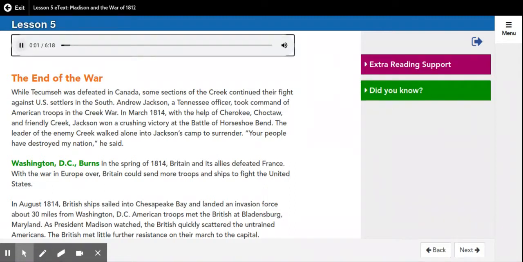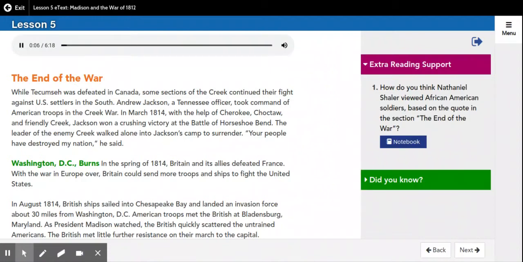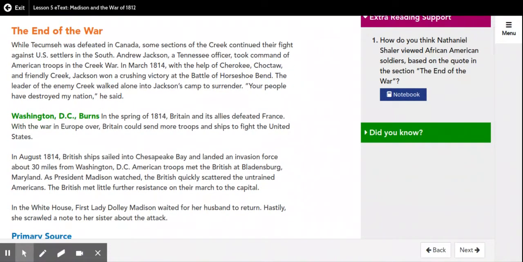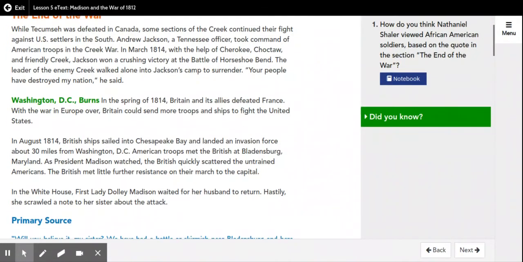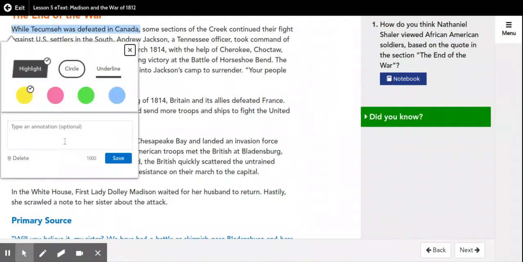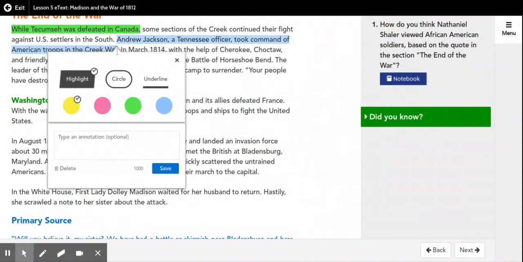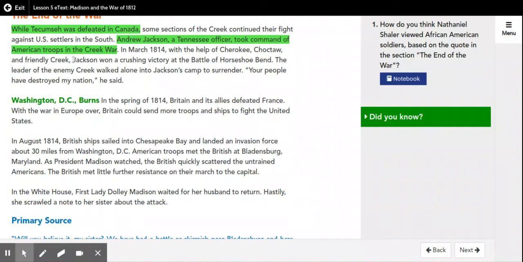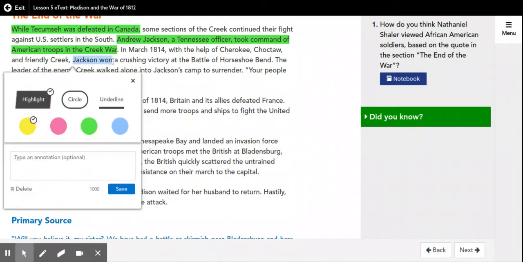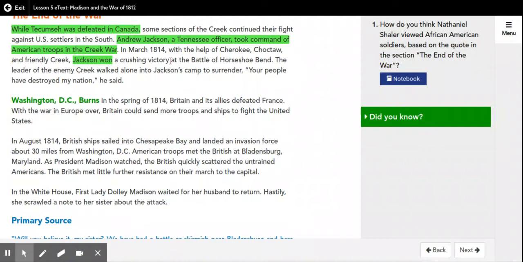End of the war. While Tecumseh was defeated in Canada, some sections of the Creek continued their fight against U.S. settlers in the South. Andrew Jackson, a Tennessee officer, took command of American troops in the Creek War. In March 1814, with the help of Cherokee, Choctaw, and Friendly Creek, Jackson won a crushing victory at the Battle of Horseshoe Bend. The leader of the enemy Creek walked alone in Jackson's camp to surrender. "Your people have destroyed my nation," he said.